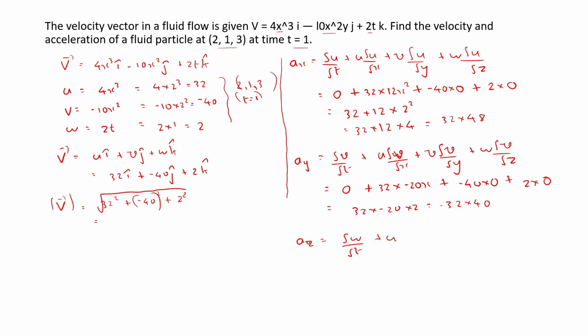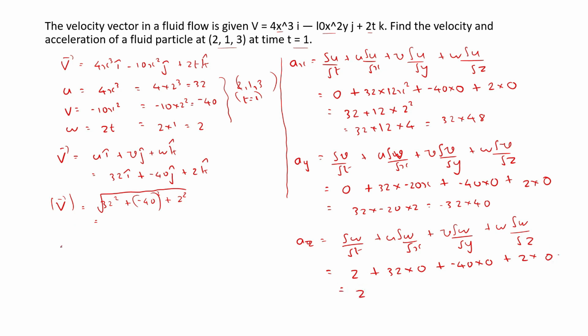And az is equal to dou w by dou t plus u into dou w by dou x plus v into dou w by dou y plus w into dou w by dou z. So dou w by dou t is 2, plus u is 32 and dou w by dou x is 0, plus v is equal to minus 40 and dou w by dou y is 0, and w is 2, and dou w by dou z is again 0. So this is equal to 2.